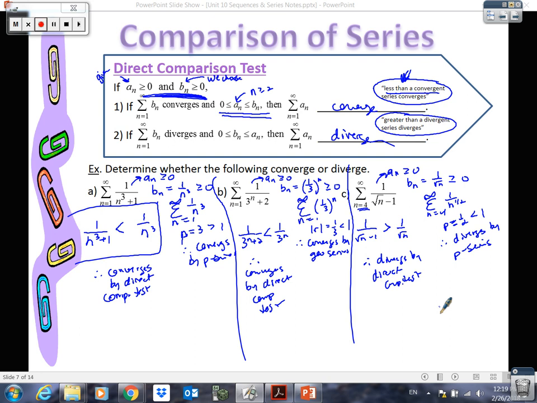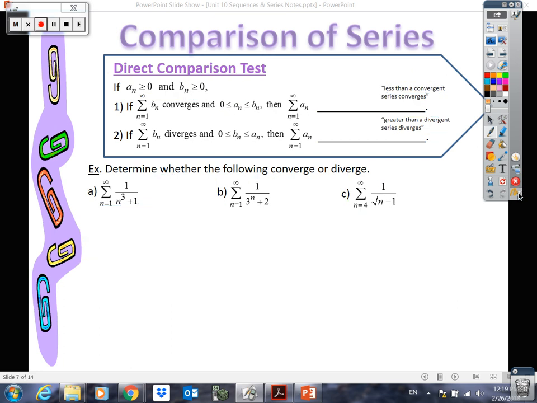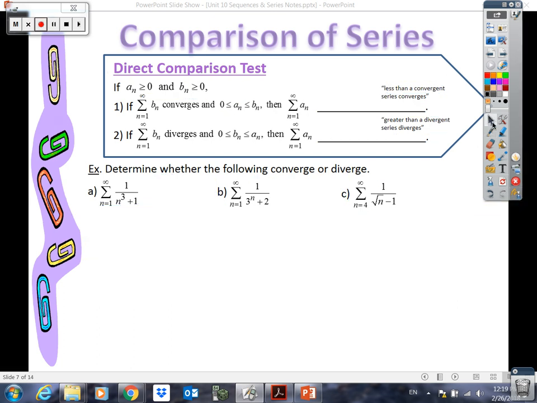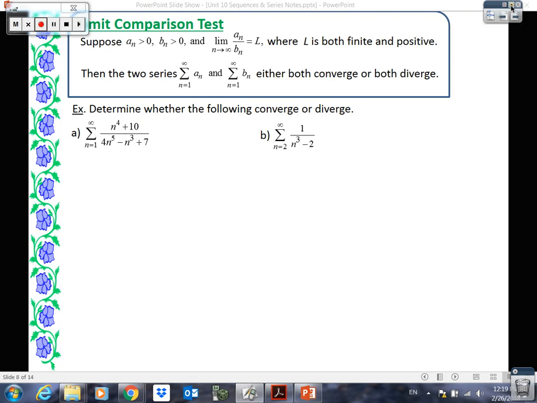Okay. Now we're going to move to the safer, kinder test, which is the limit comparison test. That would be my choice. If I was going to do a comparison test, I would do the limit comparison test. So let's move to that. Let's check that out. Okay. So let's look and see how this test works.